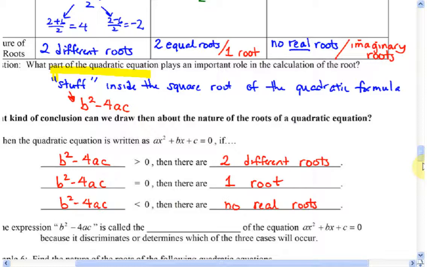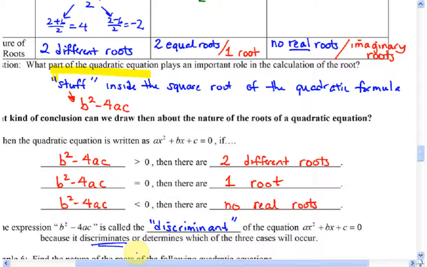Now, b squared minus 4ac, b squared minus 4ac, that's kind of hard to say. So math people came up with a word that describes b squared minus 4ac. It's not called stuff. It's called the discriminant. You think that would be an easier word, right? Why? Because it discriminates. Get it? It determines which of the three cases will occur. I'm serious, that's why they called it that.